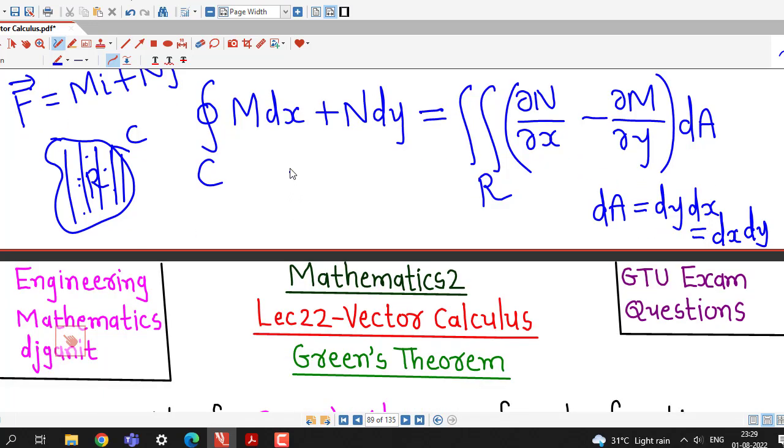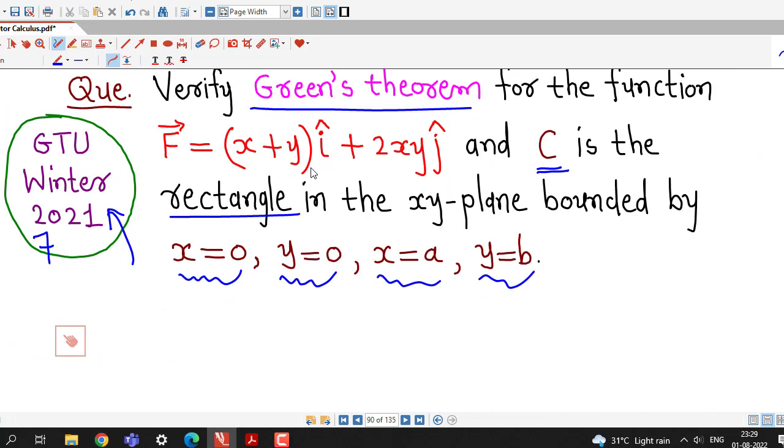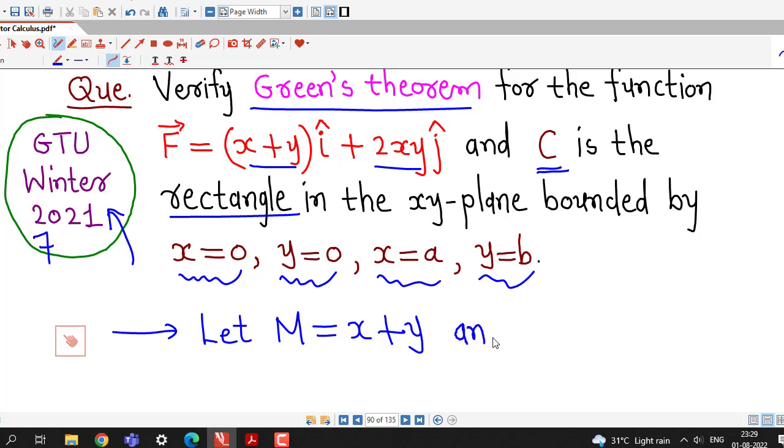So we have to compute the line integral as well as the double integral, and we have to verify that both of these integrals are equal. So first we denote these components by capital M and capital N. We have f bar equal to (x plus y) i plus 2xy j. We denote the coefficient of i by capital M. Let capital M equal to x plus y and capital N equal to 2xy.